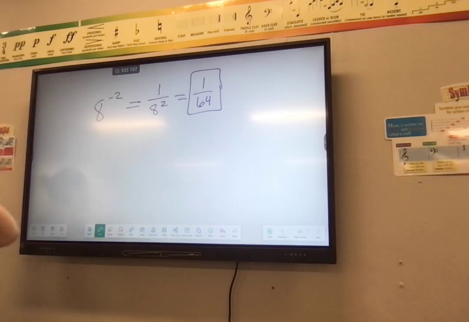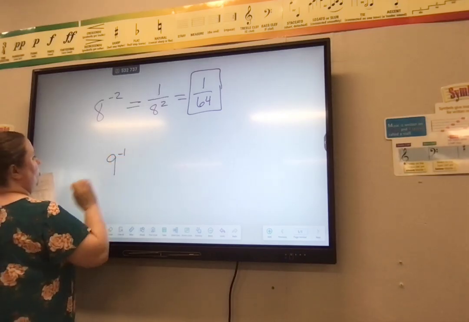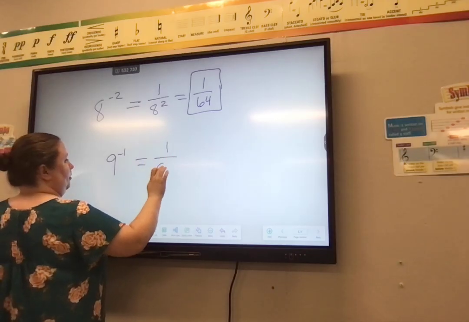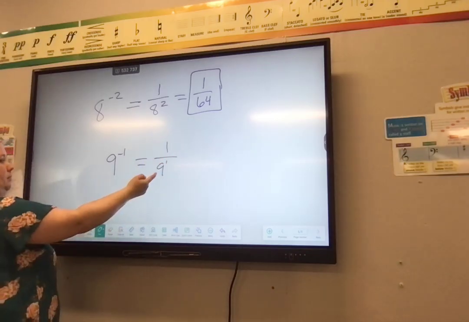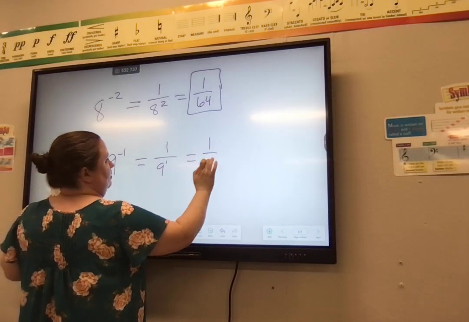Question, Logan. Will you always use a 1 and then... Yes, it will always be a 1 on top. So if it's 1, would you just do 9? Would it just be 9? Yes. So number 17, if I have 9 to the negative 1, how would I rewrite that? 1 over 9 to the power of 1. Well, the base number one time is just that base number. 1 over 9.